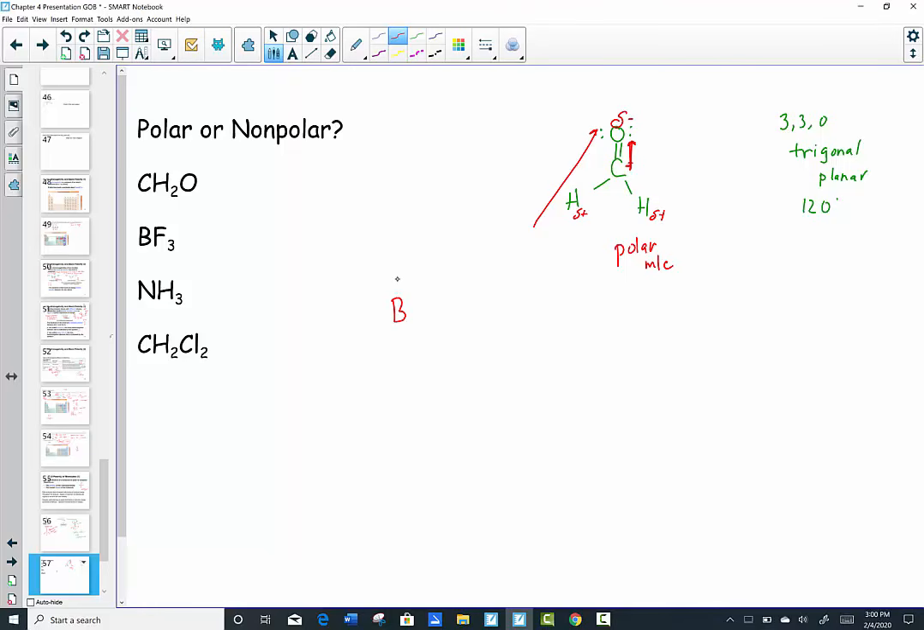This time when I draw boron trifluoride, boron, who lives in group 3A, has 3 valence electrons. Remind yourself why there's only 3 dots there: because boron lives in group 3A, so that means 3 valence electrons. It will be an octet rule breaker. It wants to only have 3 bonds because it has 3 dots to begin with.